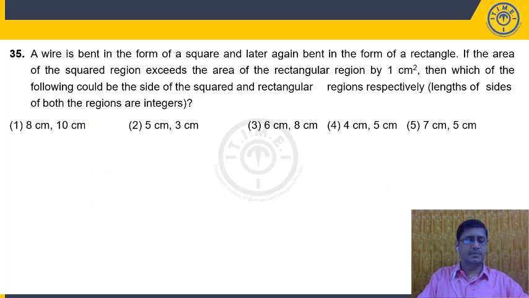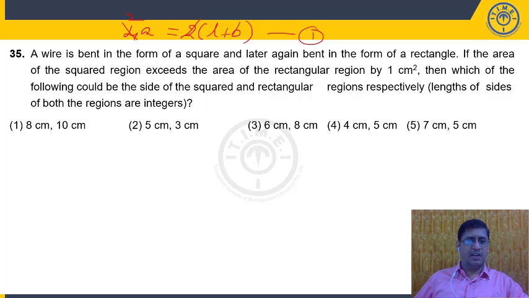Now look at the next example. Question number 35. A wire is bent in the form of a square and later again bent in the form of a rectangle. Bent in the form of a square and rectangle means the perimeters of the square and rectangle are the same. So when the side of a square is A, the perimeter is 4A. And for a rectangle of length L and breadth B, the perimeter is 2 times (L plus B). Both are the same. So 2 goes exactly 2 times here, so 2A is equal to L plus B. This is the first statement or first condition.